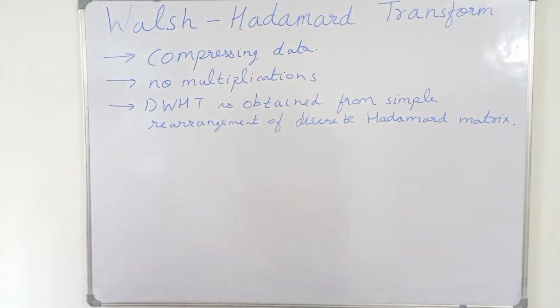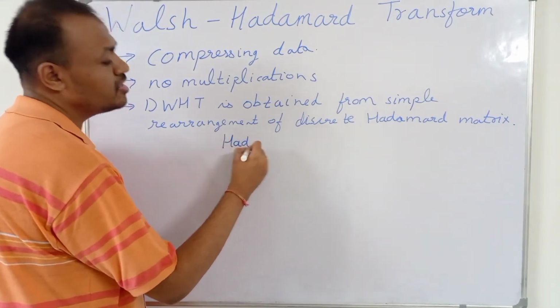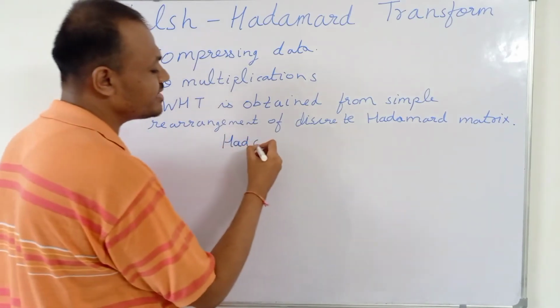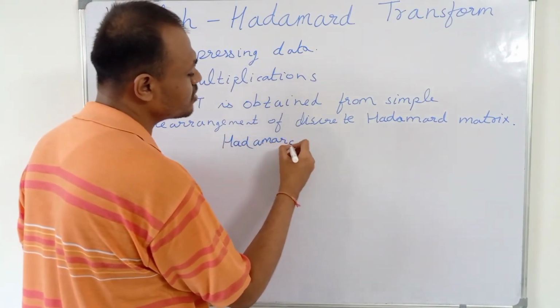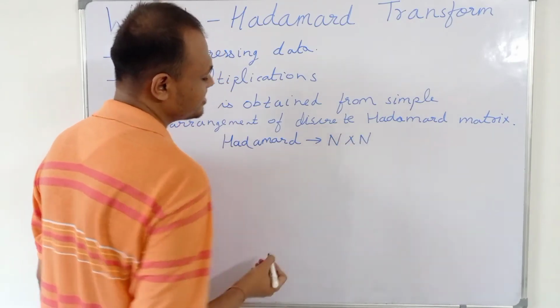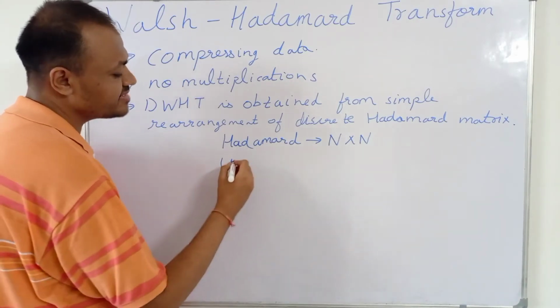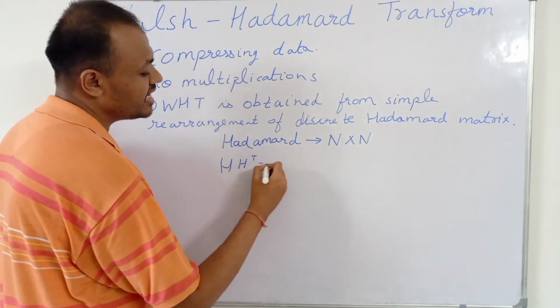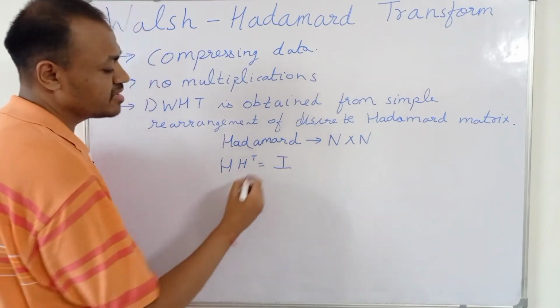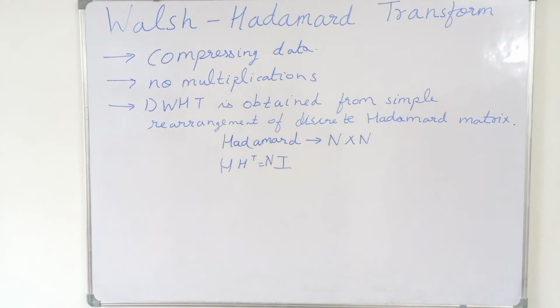Now the Hadamard matrix is an n cross n matrix. So first we are looking at what the Hadamard matrix is. A Hadamard matrix is an n cross n matrix with the property that, let H be the Hadamard matrix, then H times H transpose is equal to n times I, where I is the identity matrix. So this is the property of the Hadamard matrix.